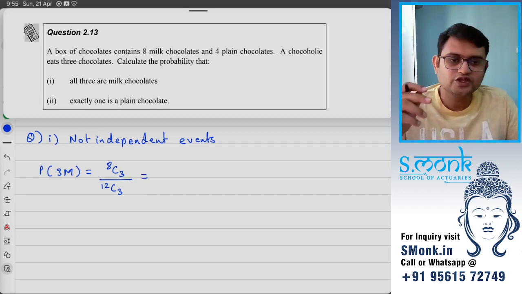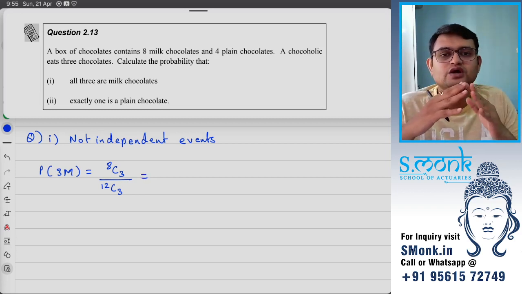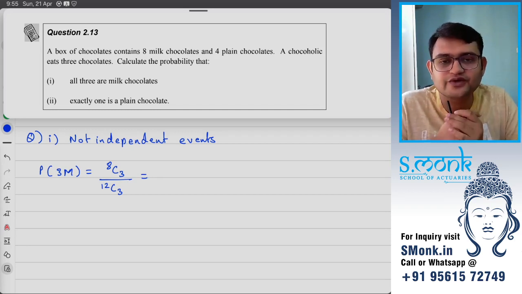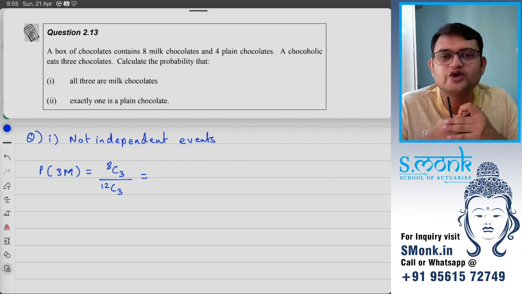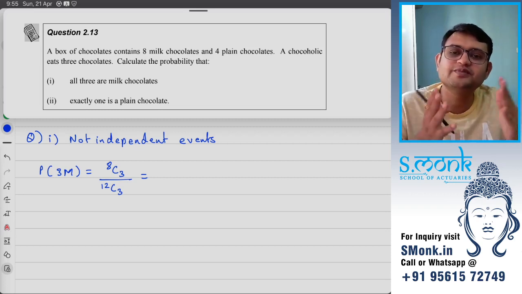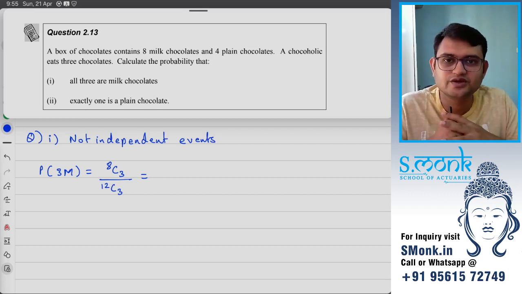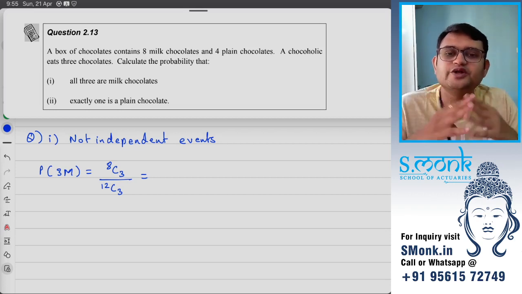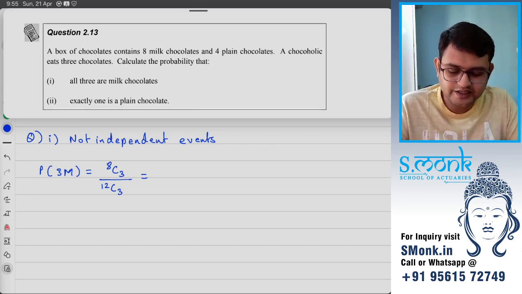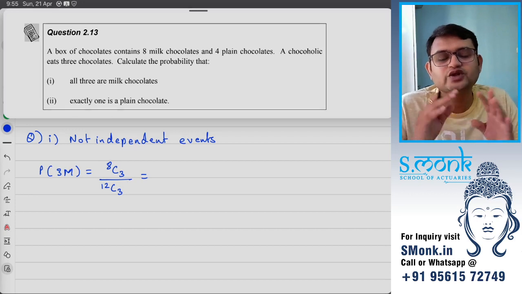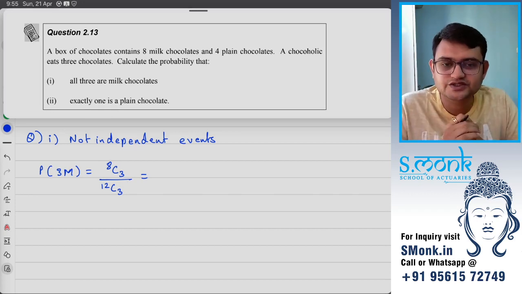Okay, now when it comes to non-living things, like we were talking about cards before, whenever we are talking about non-living things, usually we have to mention whether we are replacing it or whether we are not replacing it, because there is a possibility of replacement. Here they clearly said ate all 3 chocolates, so we had no option of replacing it.